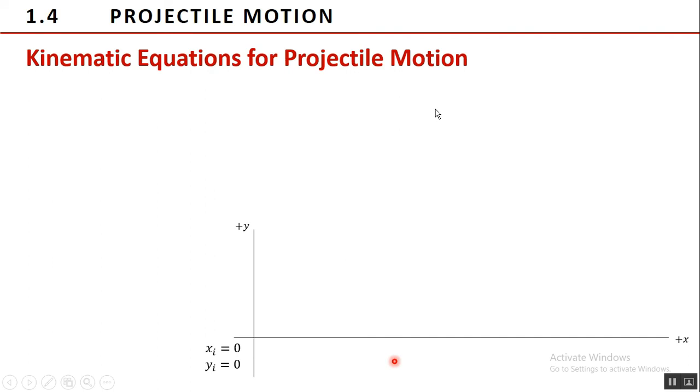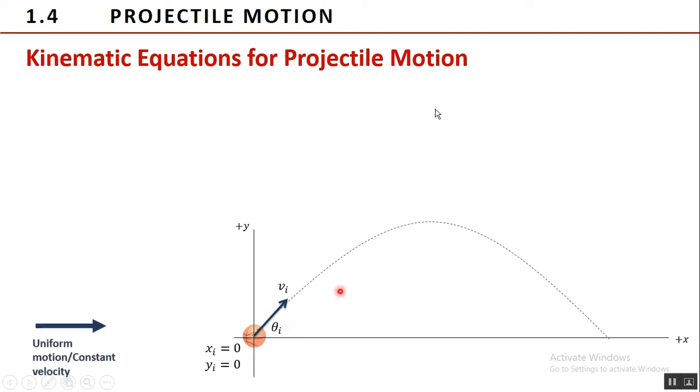Since projectile motion is a 2-dimensional type of motion, it is convenient to analyze separately its kinematic quantities in terms of horizontal and vertical components. Imagine this as our projectile, let's say a ball. Considering it is a Type 1 projectile, it is given an initial velocity v sub i at an initial angle of theta sub i. So this is the trajectory, a parabola.